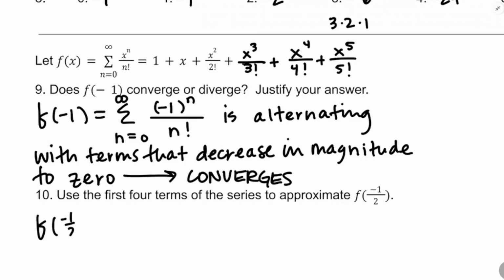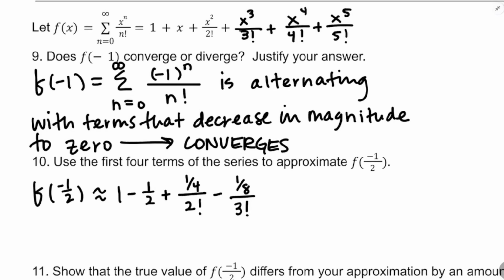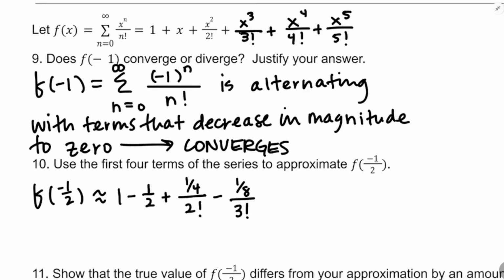f of negative 1/2 is approximately equal to 1 plus negative 1/2 plus negative 1/2 squared over 2 factorial, plus negative 1/2 cubed, which is negative 1/8, over 3 factorial. I'm not going to put plus dot dot dot because I'm only using the first 4 terms to approximate.